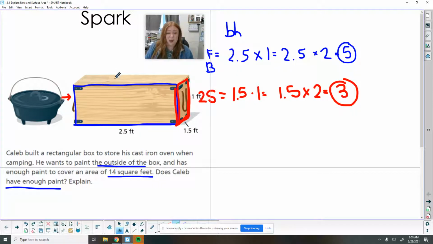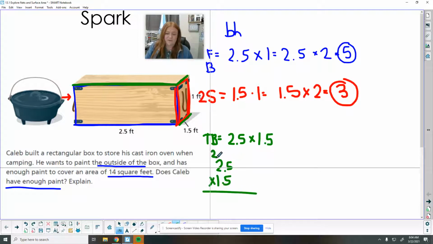So we need to do the top and the bottom now. So the top here, right? This line doesn't have a measurement on it, but it's the same as this one here. So now we're doing top and bottom. So 2 of the same sides. The base is 2.5. And we're looking across here for this other measurement, which is 1.5. Let me go ahead and do that math here.